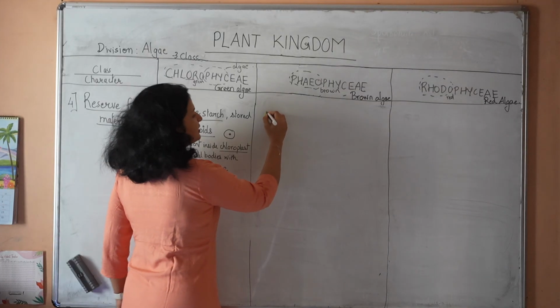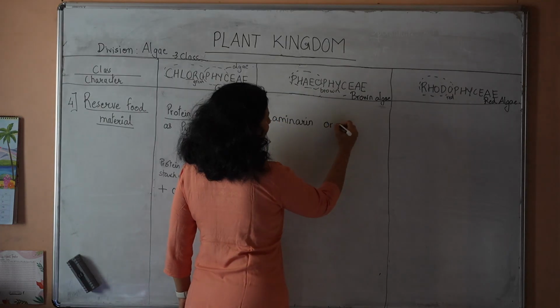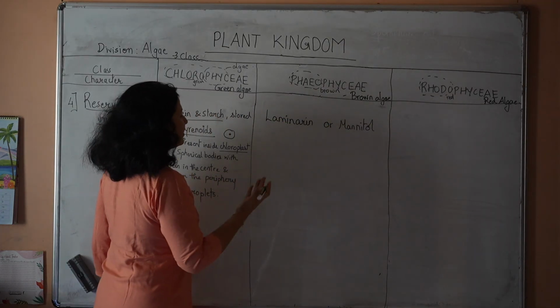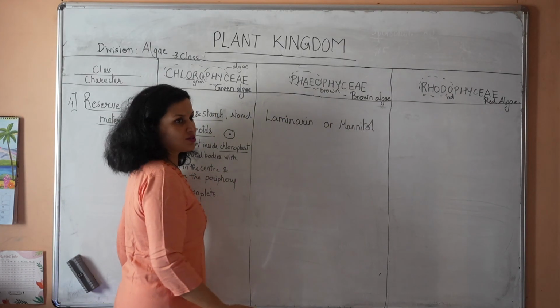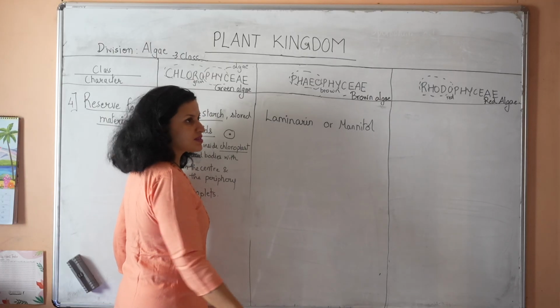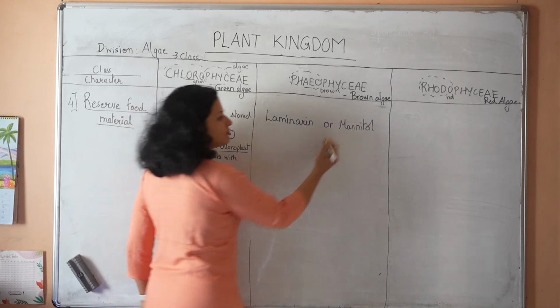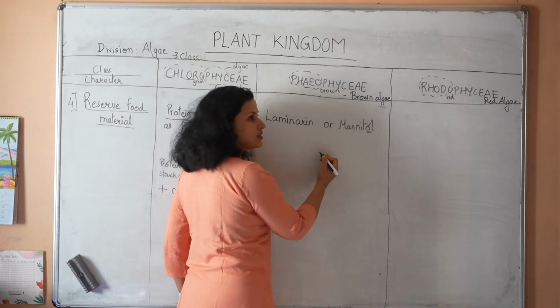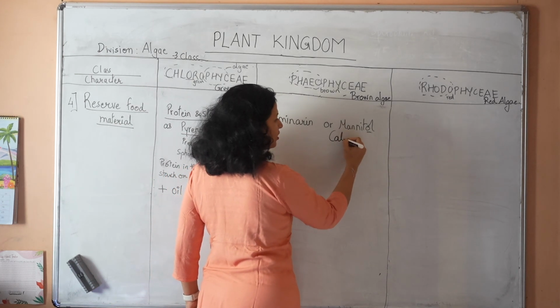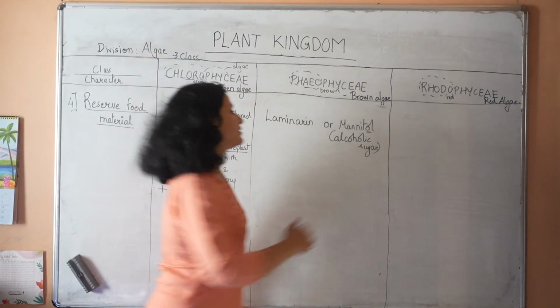In Phaeophyceae, it is laminarin or mannitol. What is this laminarin and mannitol? Just like starch, different types of polysaccharides are present. Laminarin is one such and mannitol is another one. Mannitol has alcohol groups in it. It's an alcoholic sugar.